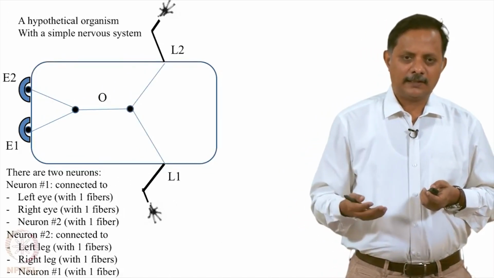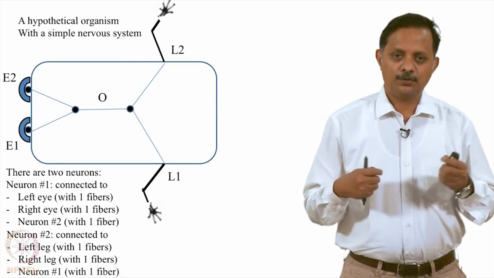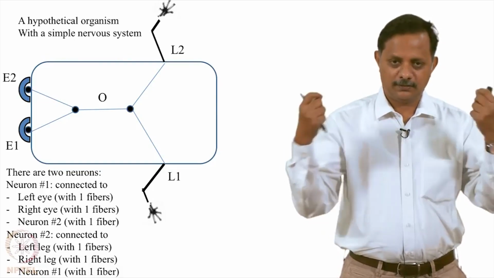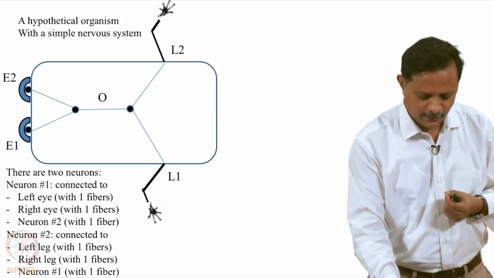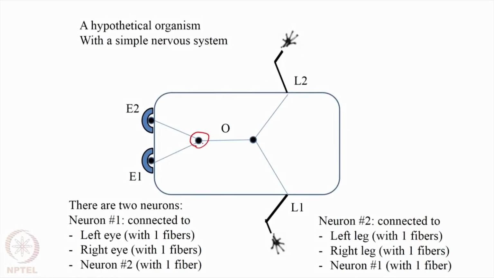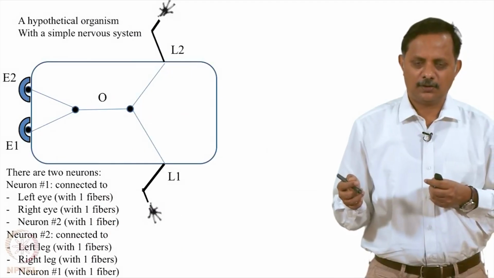Then let's look at a slightly different situation. You have two neurons, but the two are connected differently to different parts of the body. There is one neuron here which is connected to the two eyes with one fiber each, and then there is another neuron which is connected to the two legs with one fiber each, and these two neurons are connected to each other. So with this kind of nervous system, where would you place the neurons?